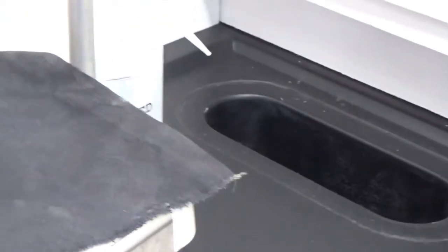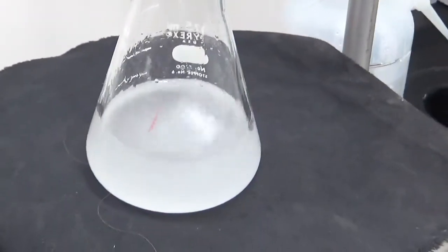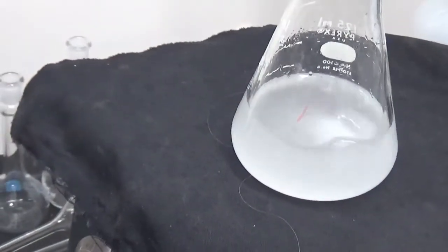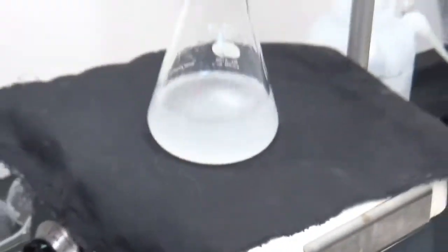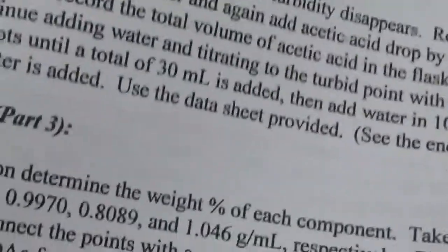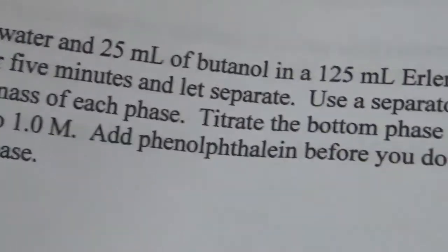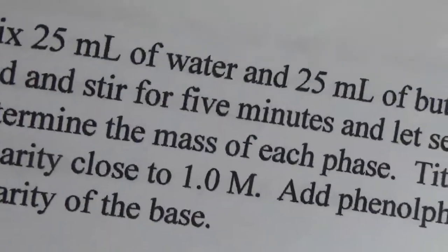It's probably not mixing in the middle too well. Good and cloudy. It's definitely in the 2-phase region. Let it stir for a while. Let's see if the handout tells me how long to stir it. Add 3 milliliters acetic. Oh, 5 minutes. Okay, so I'll come back after 5 minutes.